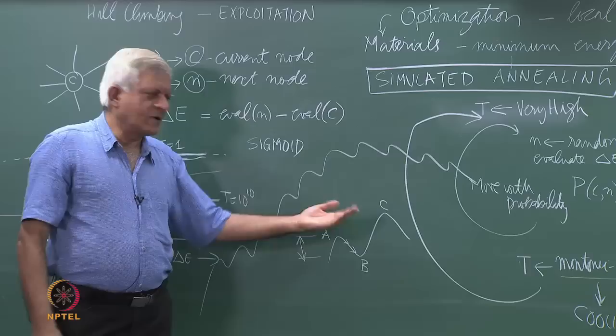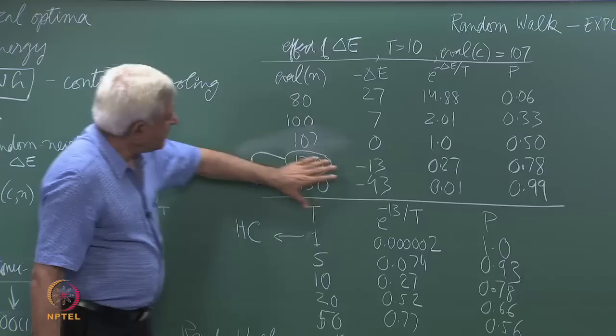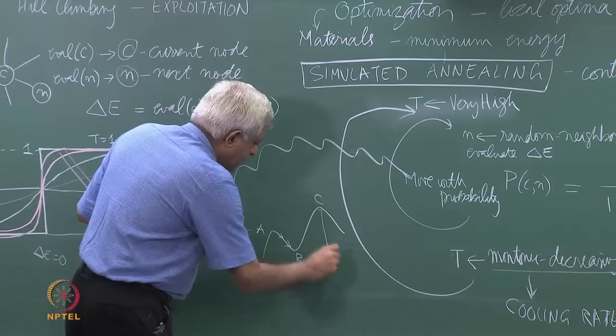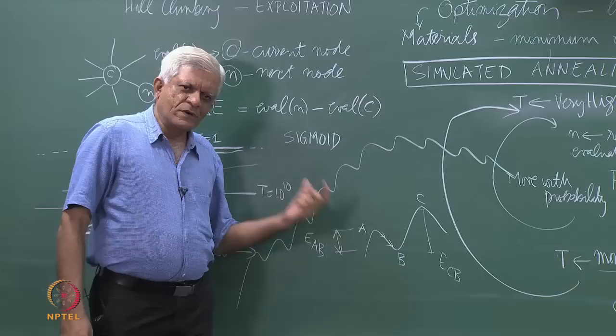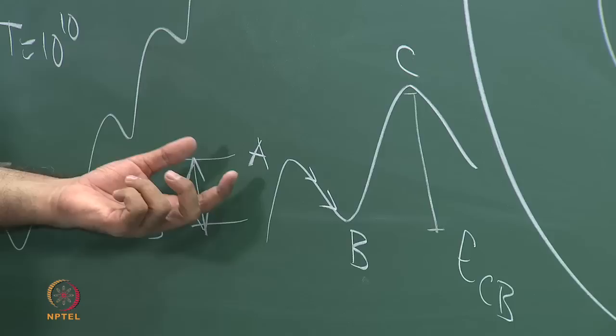If it sees a better move, as we have seen here, the better the delta E, the better the probability of moving to that move. So, it has a natural tendency of going here. To go from A to C, let us call this EAB, and likewise let us call this ECB. To go from A to C, it has to overcome an energy gap of EAB. To go from C to A, it has to overcome an energy gap of ECB.